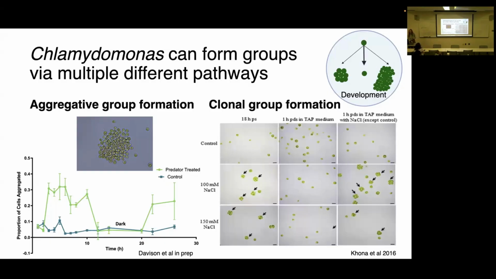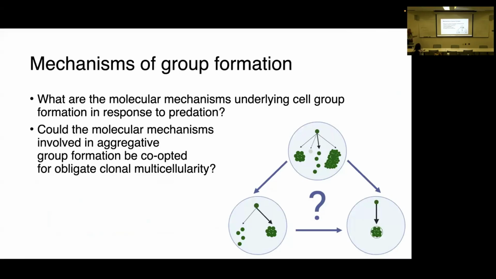They also do group formation through clonal development. They'll form these non-motile groups that look very similar to the obligately differentiated multicellular species in response to stressors such as salt. So what are the molecular mechanisms that are underlying cell group formation in response to predation? And could those molecular mechanisms that are involved in aggregation be co-opted for obligate clonal multicellularity?